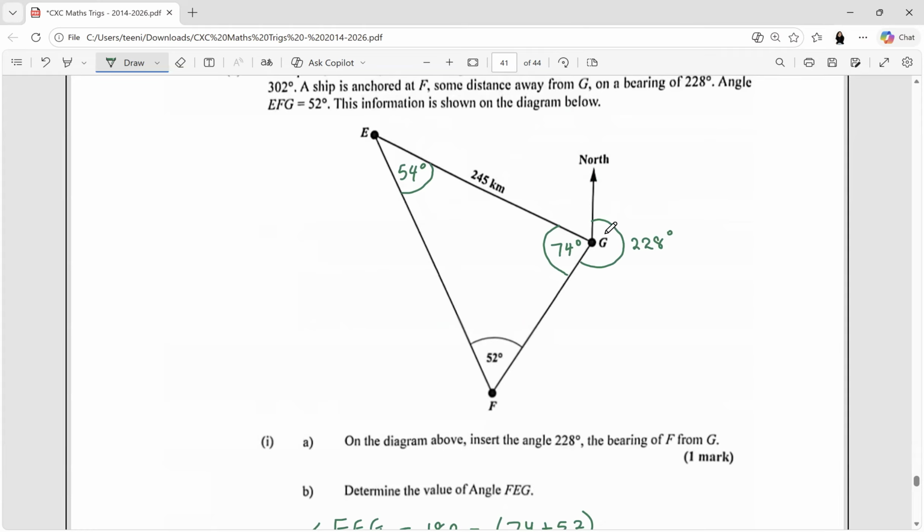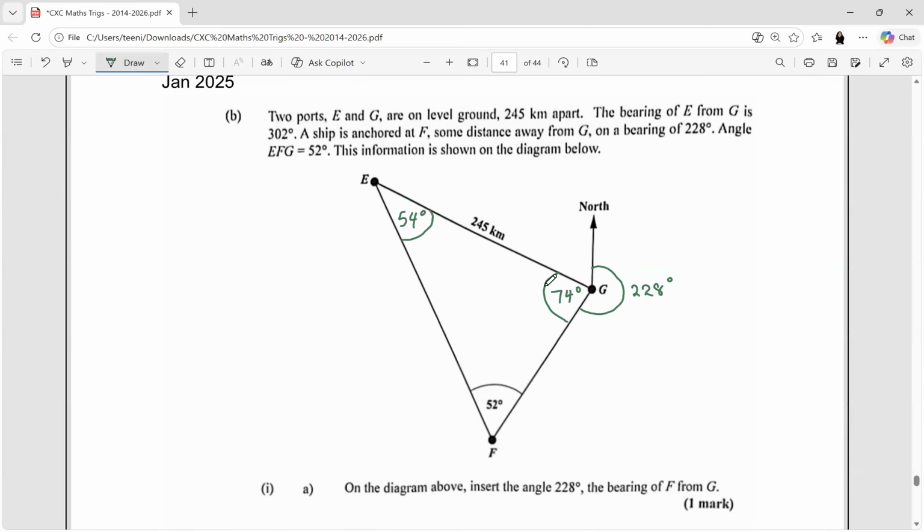We have to use the sine rule in order to find this side. The reason we have to use the sine rule is the cosine rule. You can only use the cosine rule if you had two sides and the included angle, but we only have one side here. Only one side was given. So it means that we need to use the sine rule.